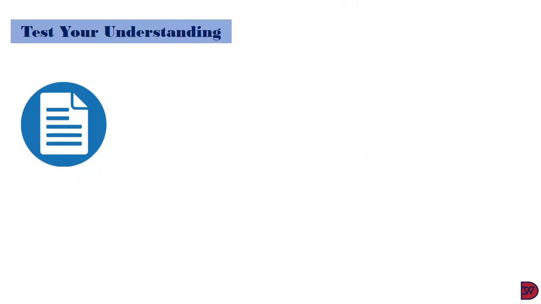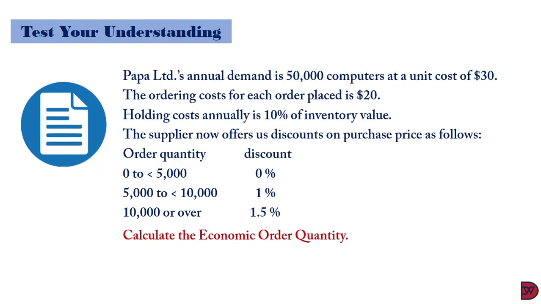Let's test our understanding again. So Pappers' annual demand is 50,000 computers at a unit cost of $30. Now the ordering cost for each order placed is $20. The holding cost annually is 10% of the inventory value. The supplier now offers us a discount on purchase price as follows.